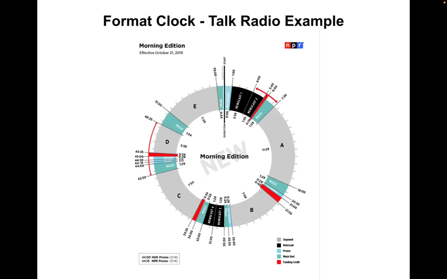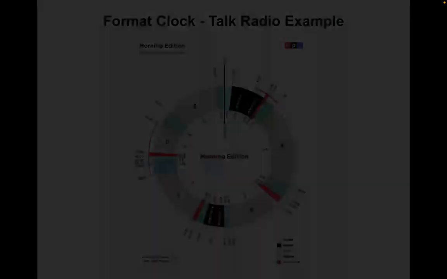The talk radio example shows where each feature is to be aired. The hour begins with a billboard, which is a 1 minute promo of what will be talked about in the hour, followed by a 5 minute newscast, a 19-second funding credit, and a 1 minute and 29-second music bed, over which the local announcer will perform a live break before the first segment of the show that begins at 7 minutes and 30 seconds into the hour.